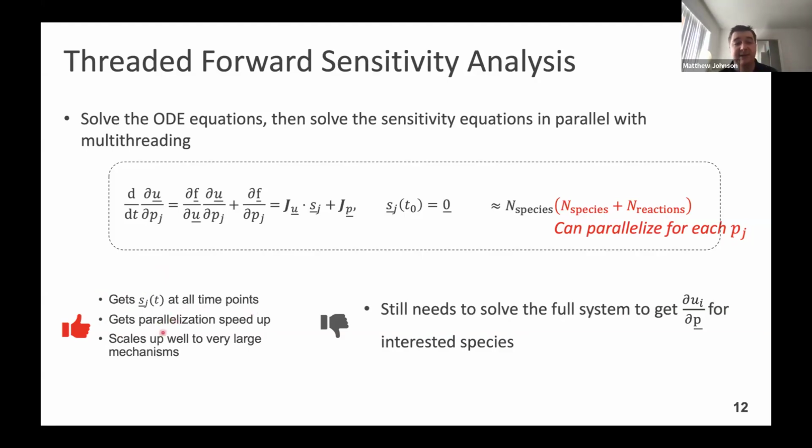We can run it in parallel, which is a whole lot faster. This method also scales up very well to very large mechanisms. It's expensive, but it will work. It can operate on very, very large mechanisms. However, we still haven't gotten around this issue. We're still having to integrate the entire system to compute the derivative of every target to every parameter, to get the derivative of an individual target to every parameter.